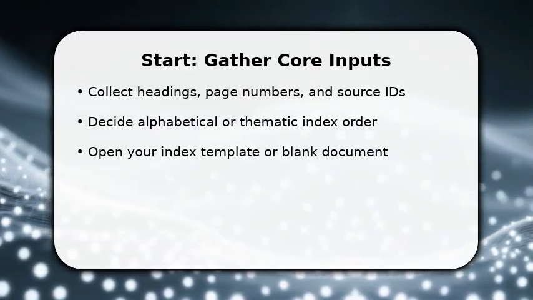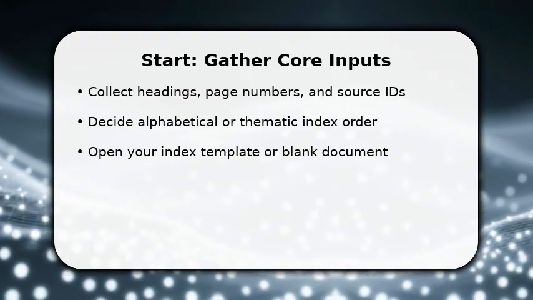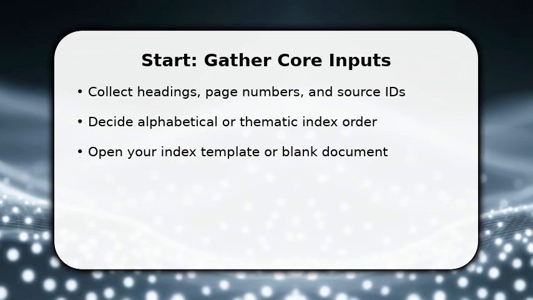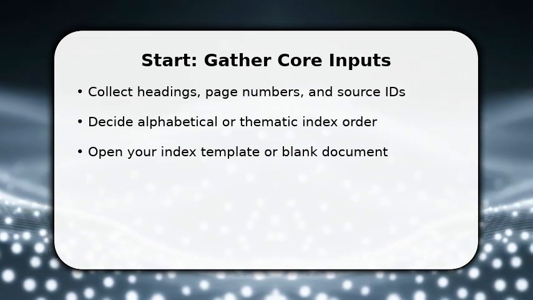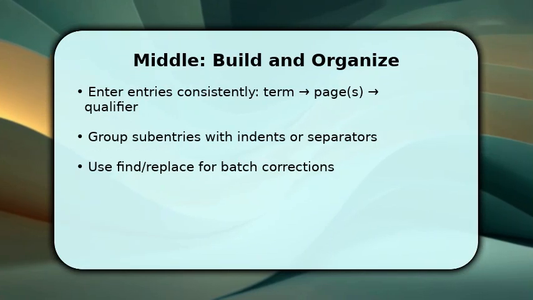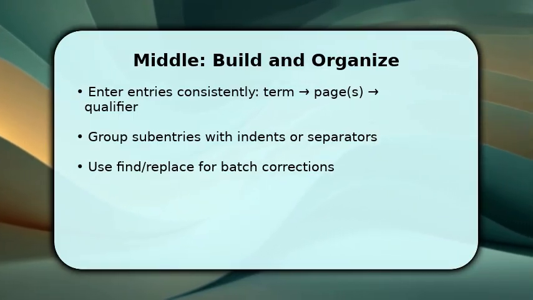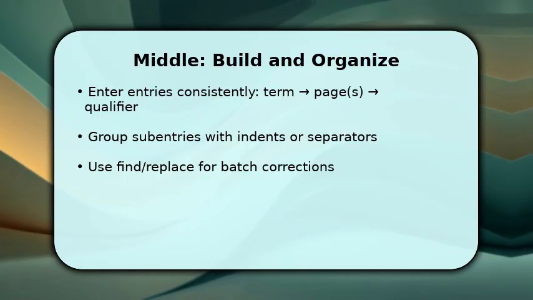As you start entering the first entries, type short index keys and attach page numbers. This immediate action keeps momentum and prevents lost details. Now you populate entries with consistency: term, colon or comma, page numbers, and a qualifier if needed. Once done, group related subentries using indents or clear separators so readers scan quickly.